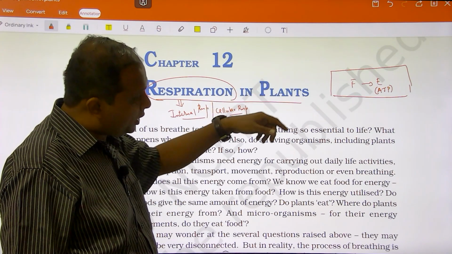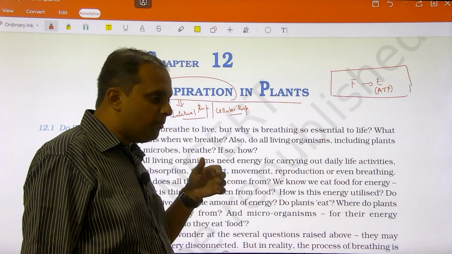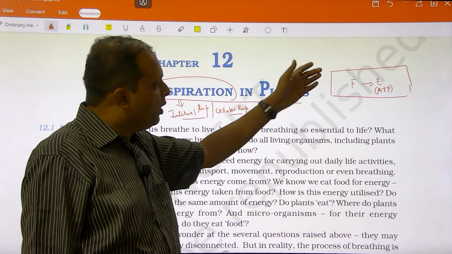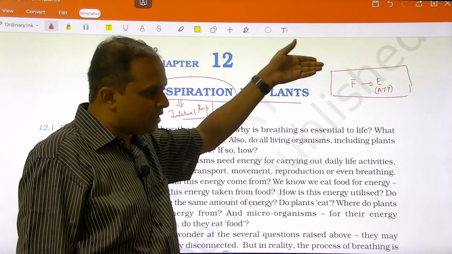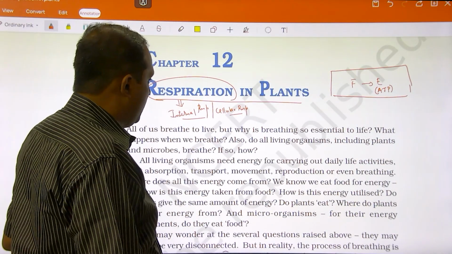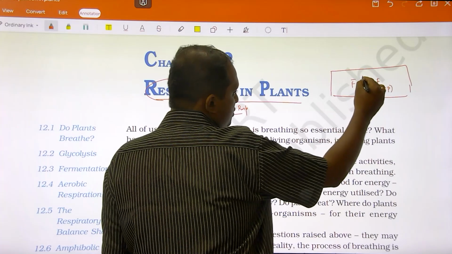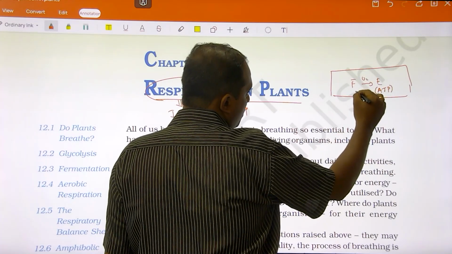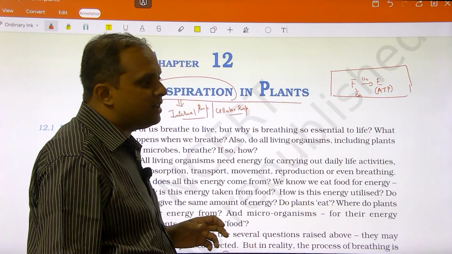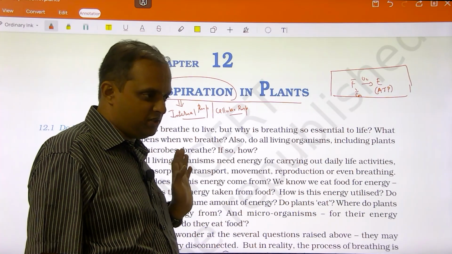And this is how we relate ourselves with plants, saying that animals and plants have evolved from a common ancestor, because whatever you see as a biochemical reaction in plants is also equally present in animals. Clear, Arka? And you know that oxygen is present and CO2 is released. So how this energy is liberated from food is what we are going to discuss here.